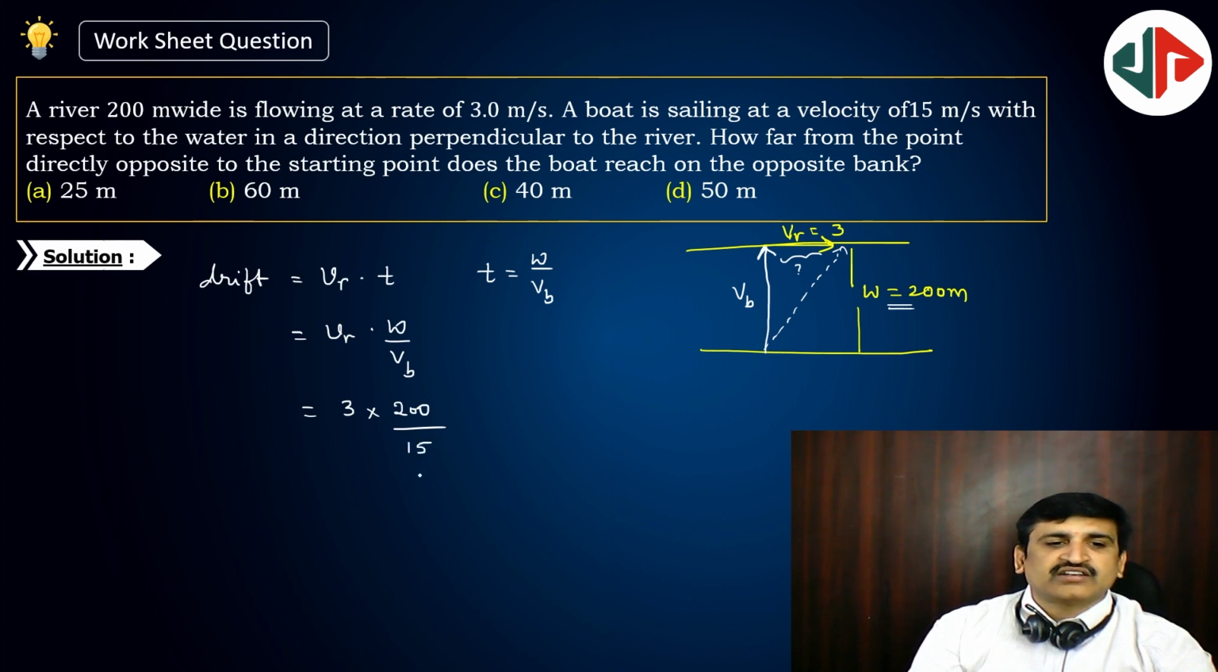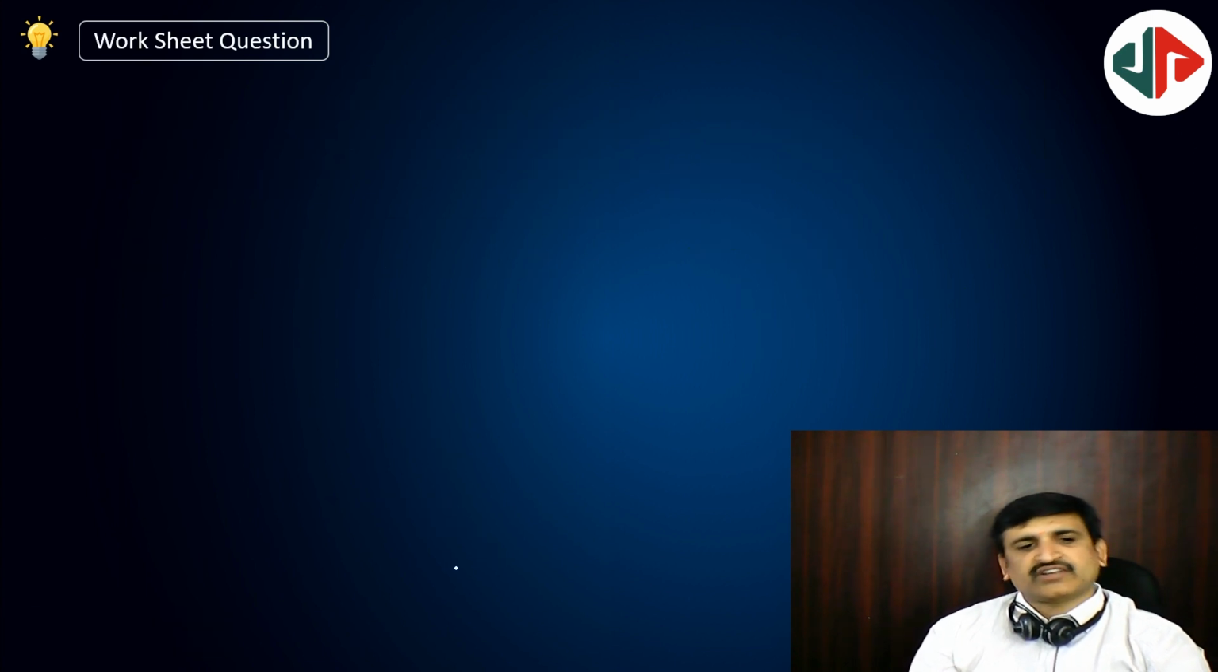All are in proper units, yes, meters per second and everything. So 3 will go 5 times. So 40 comes. So 40 meters. Yeah, drift is equal to 40 meters. Right. Next.